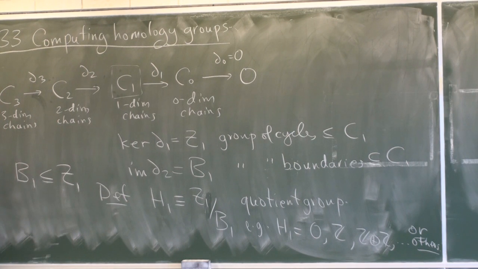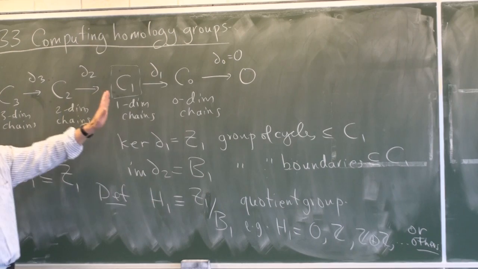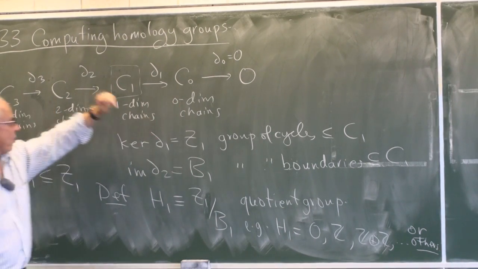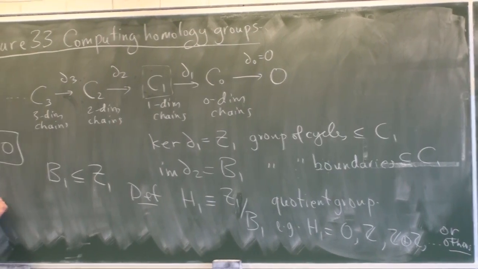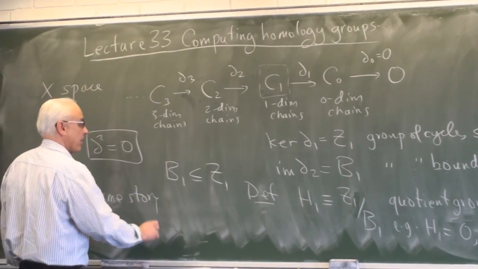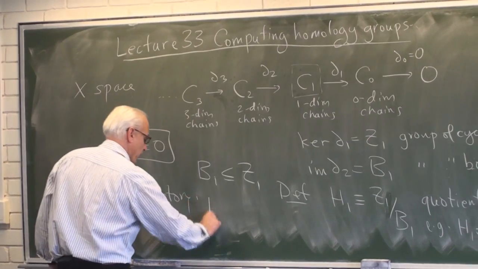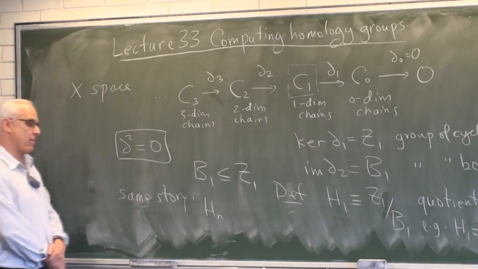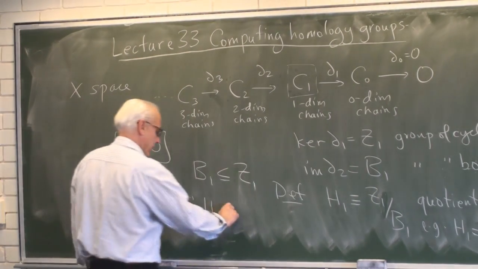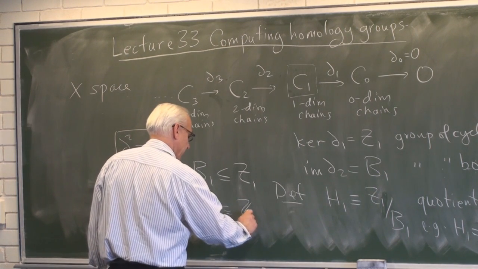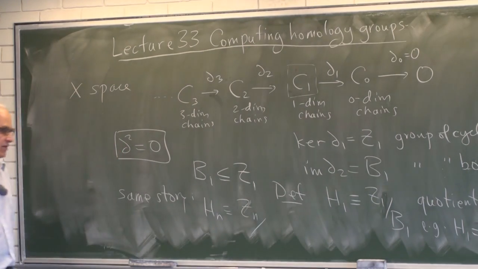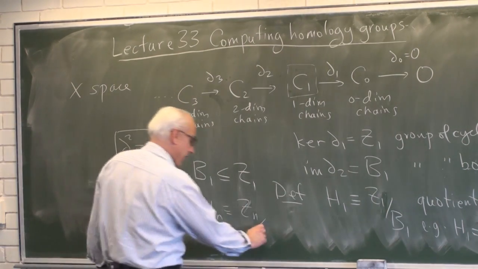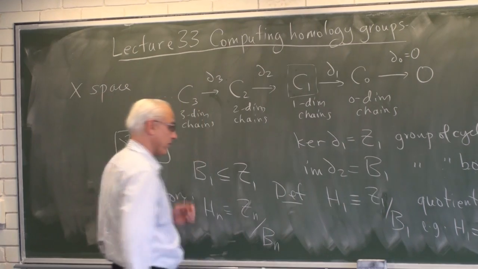The whole story is repeated at every stage. So not only can we do this at H1, we can also do it at H0, or at H2, or at H3. So it's really the same story in every dimension. So the nth homology group is the quotient of the nth space of cycles divided by the nth boundaries.